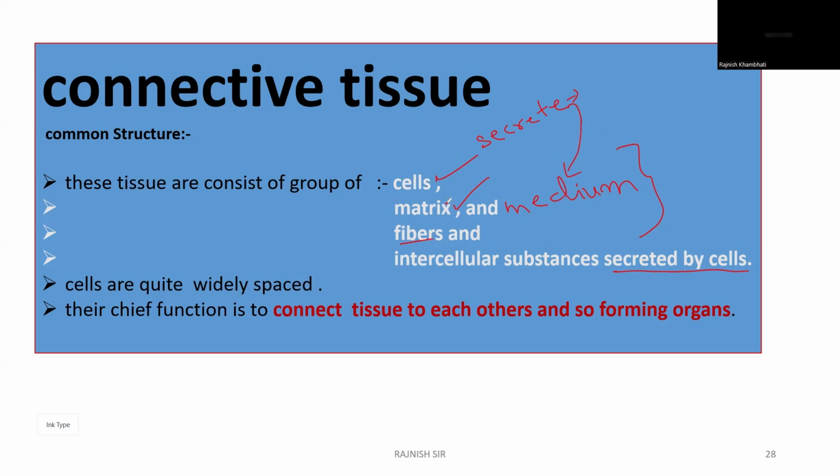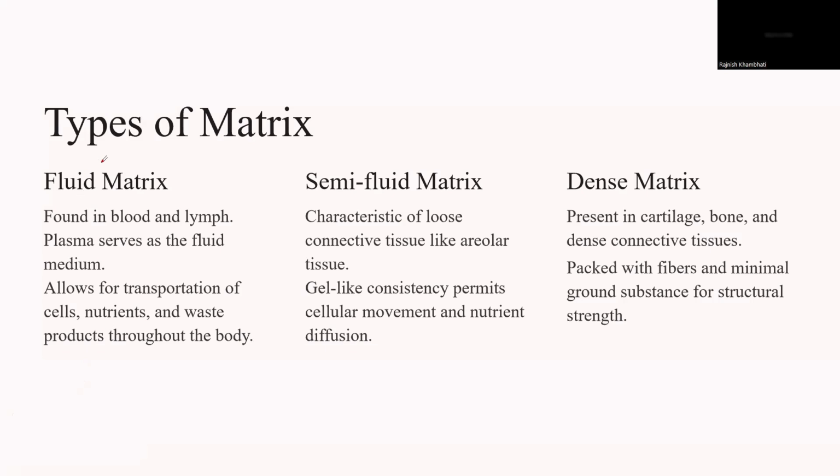Okay, the fibers. Next, cells are widely spaced in the matrix. Cells are spaced; there is a space in between. The chief function of connective tissue is to connect tissue to tissue, forming organs. This is the reason we call them connective tissue. Next, the first part: types of matrix.